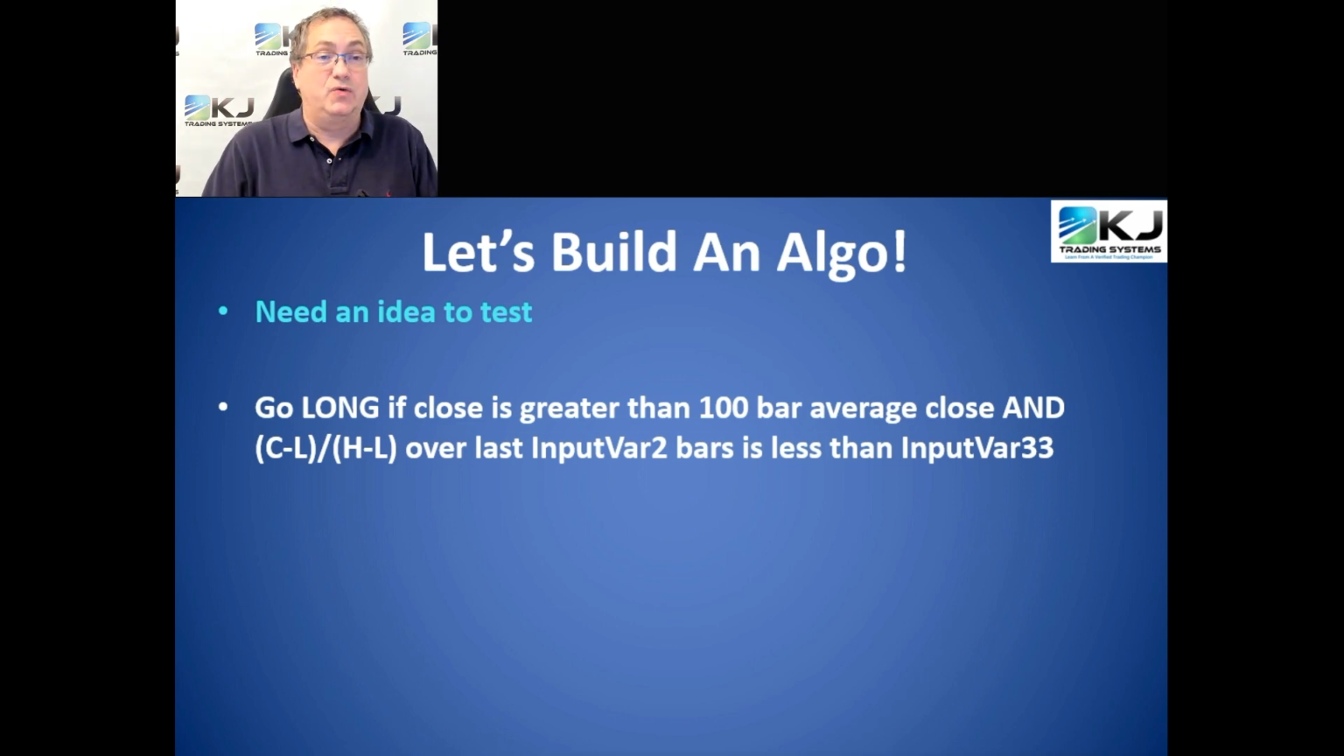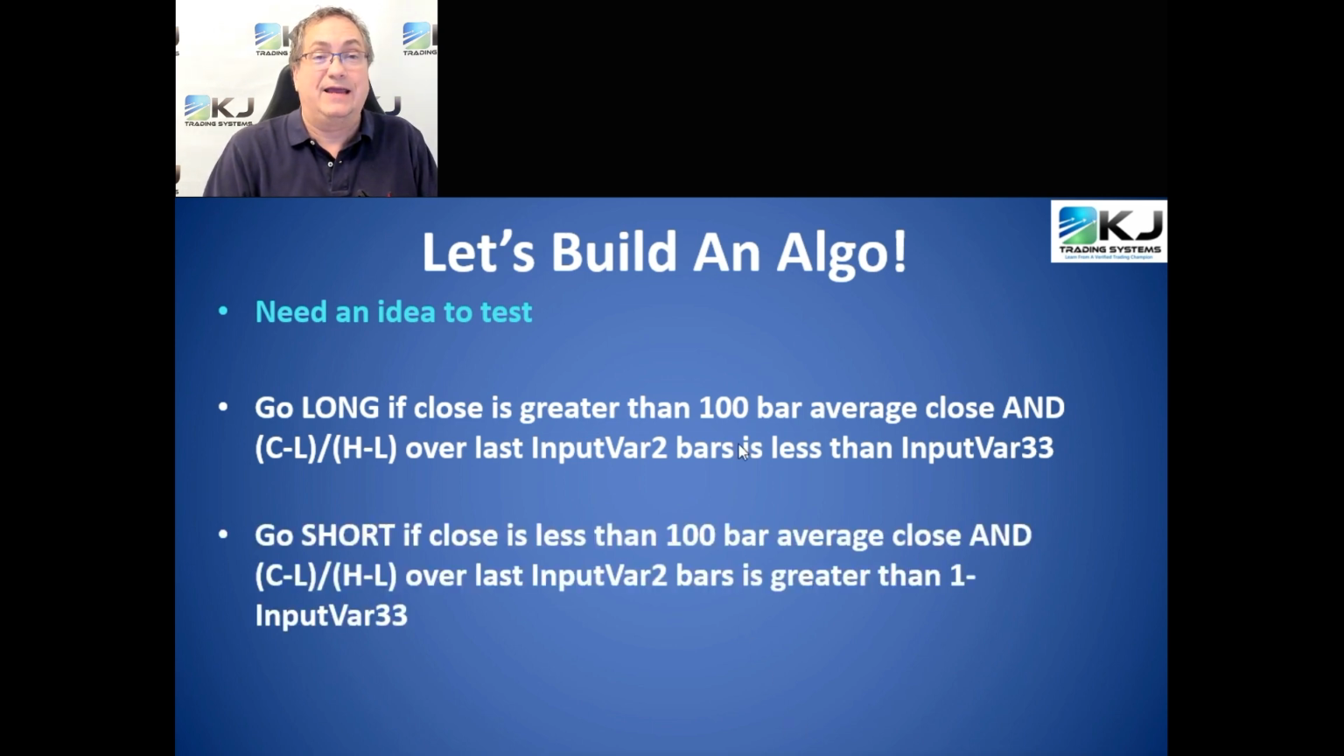I like to do symmetric strategies like that. So the rules to go short are going to be exactly reversed. And instead of going less than input var for our measurement of where the close is over the range, it's going to be 1 minus that value. So it's still symmetrical. And that's our idea. Pretty simple, right?